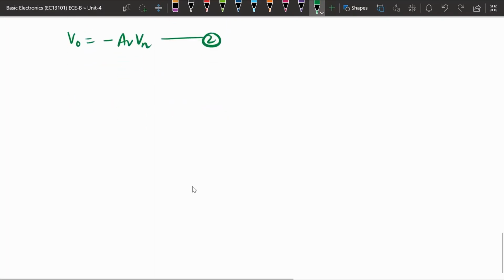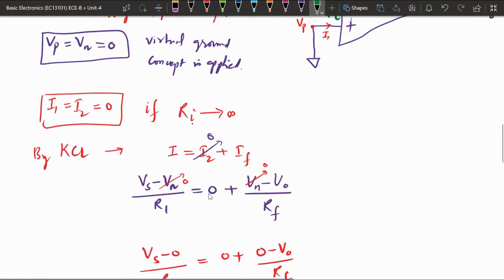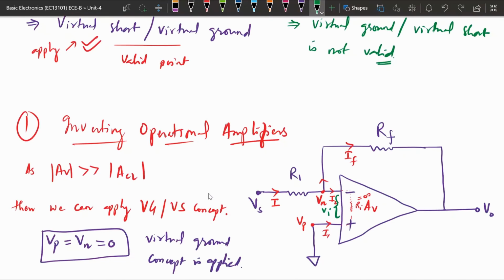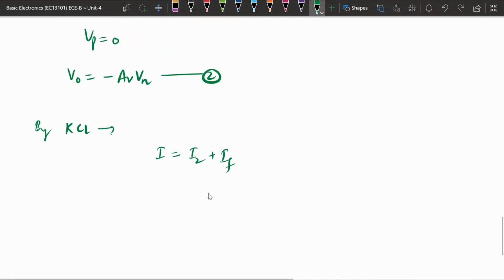Now we need to analyze using the concept of KCL again. By KCL we will be considering the currents that are going to flow. The current going to flow is I equals I2 plus IF. In this case I2 will be considered as 0, because there will be no current. Even in the practical case, whatever operational amplifier we have, the currents I1 and I2 inside the operational amplifier will always be 0. This is the case when the input resistance is very high. In an operational amplifier the input resistance is very high, so I1 and I2 will be 0.